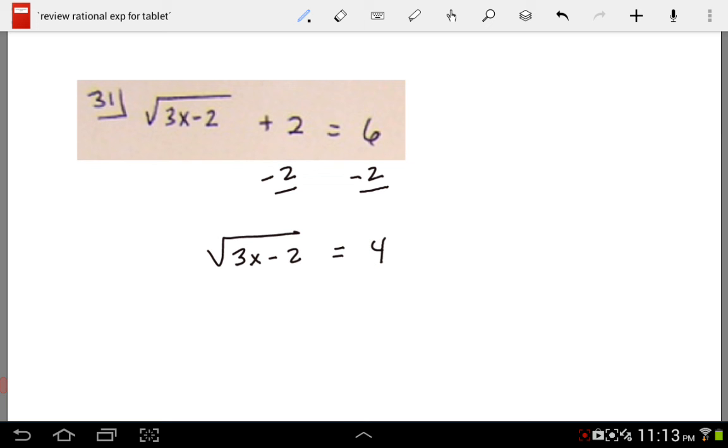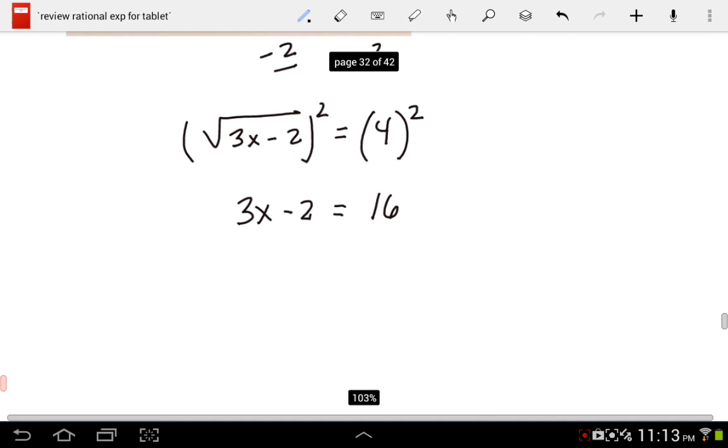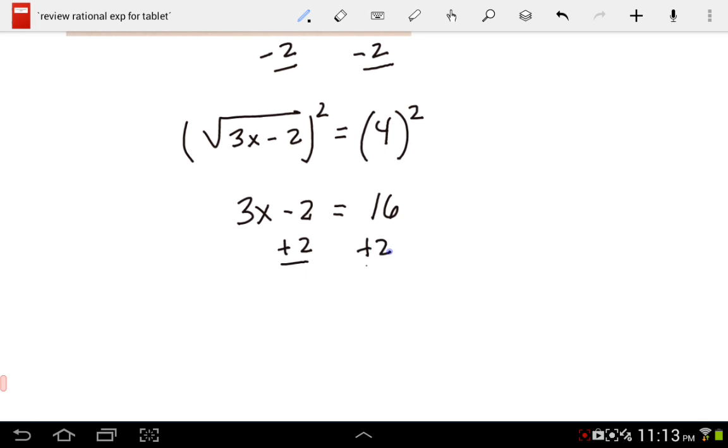Now we're going to undo our radical, so we're going to square both sides. Notice that 4 is positive, so I'm not going to have to worry about any extraneous solutions. So this is going to just give me 3x minus 2 equals 4 squared would be 16. Now we just have a really simple equation to solve here. It's not a quadratic or anything complicated. So we'll get 3x equals 18, and then 18 divided by 3 will give me 6.